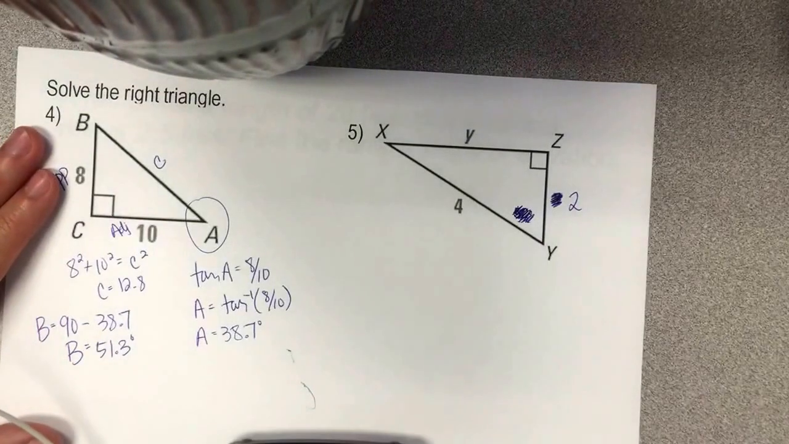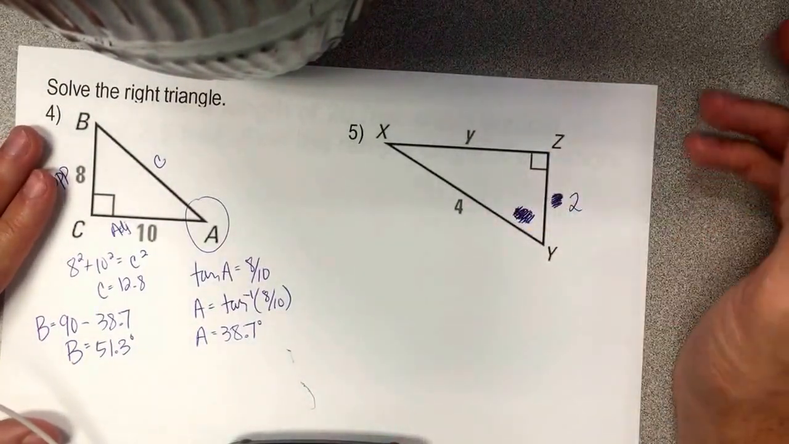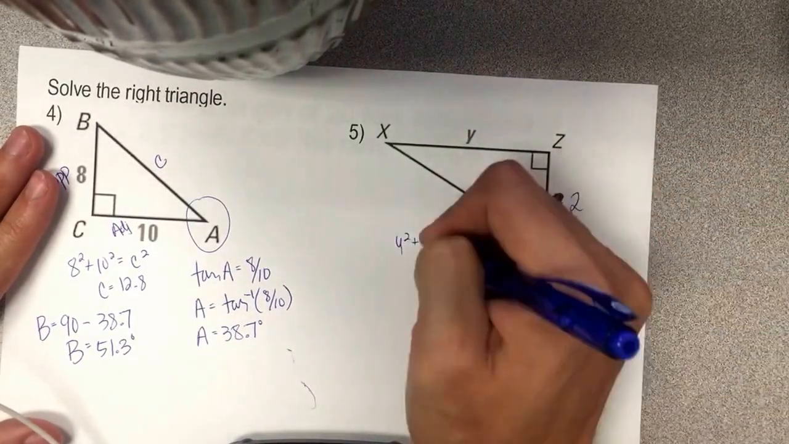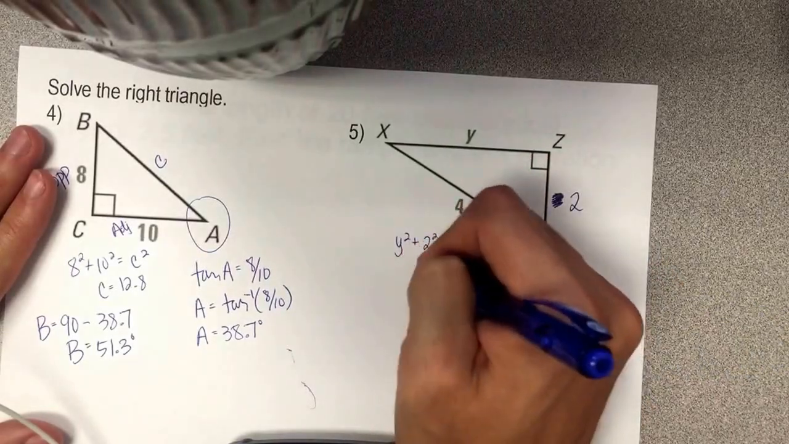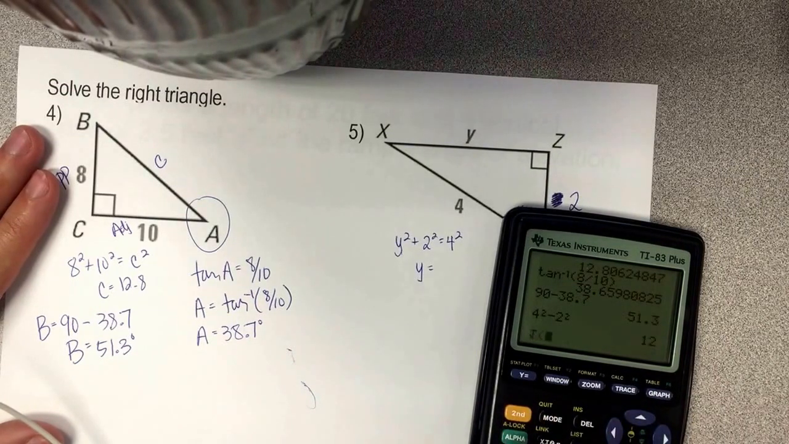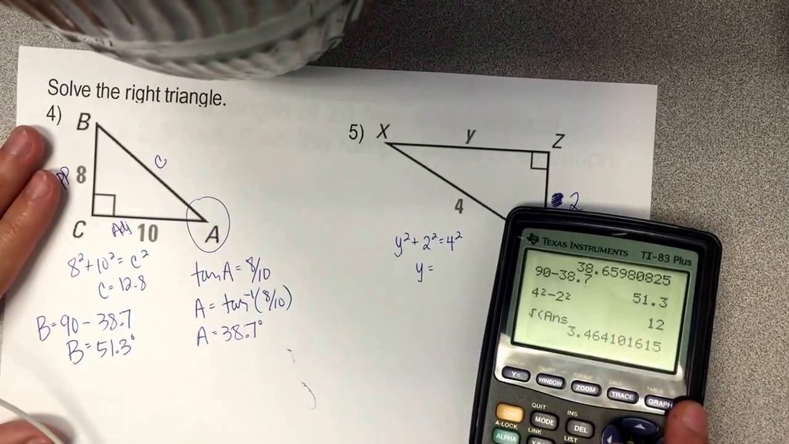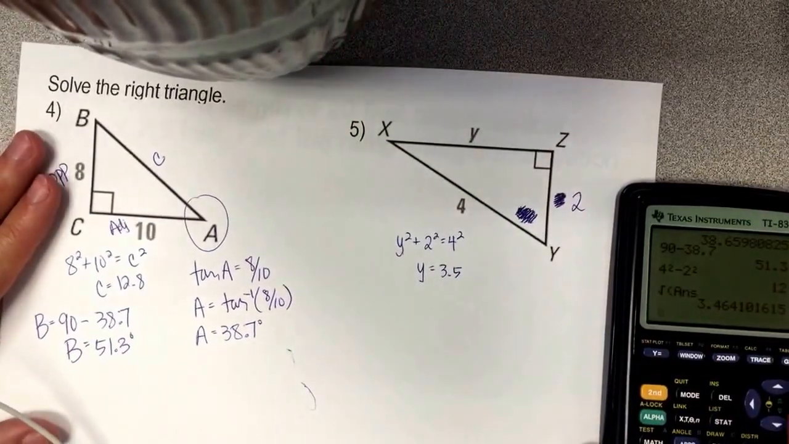The next problem is not going to be really any different other than, first thing we're going to do is find y. So in this case, we would do y squared plus 2 squared equals 4 squared. So doing some math, we do 4 squared, subtract 2 squared, and we're going to take the square root. So we end up with a length of about 3.5. So one thing down, 2 to go.